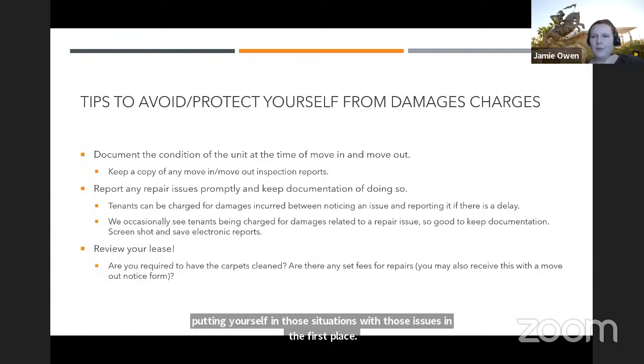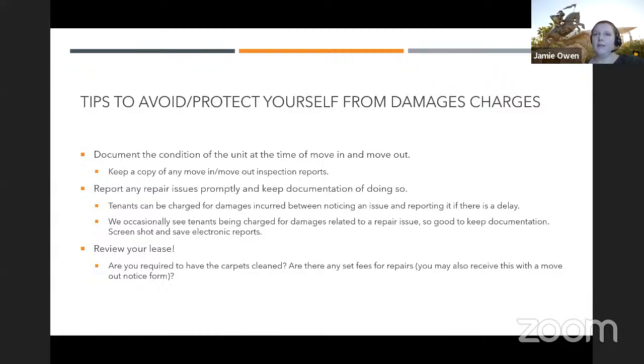And then making sure, if you do leave it clean and you document how you left it, that gives you a lot of strength if something does happen. And landlords make mistakes too. It happens, especially if they have a lot of people move out at the same time.